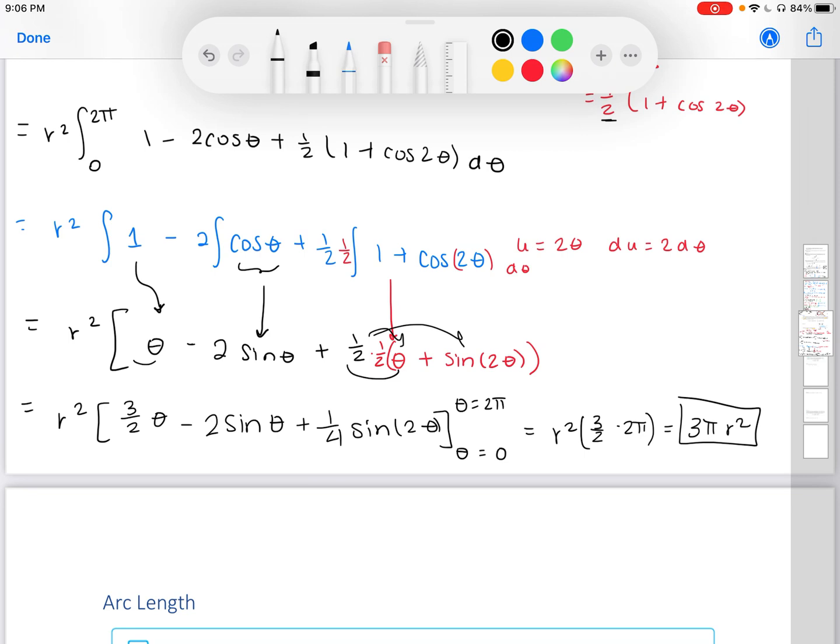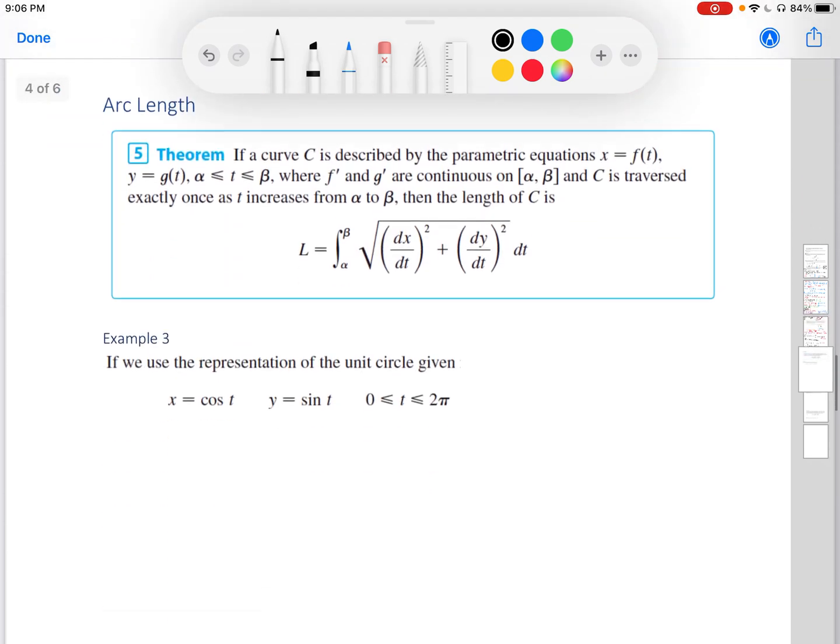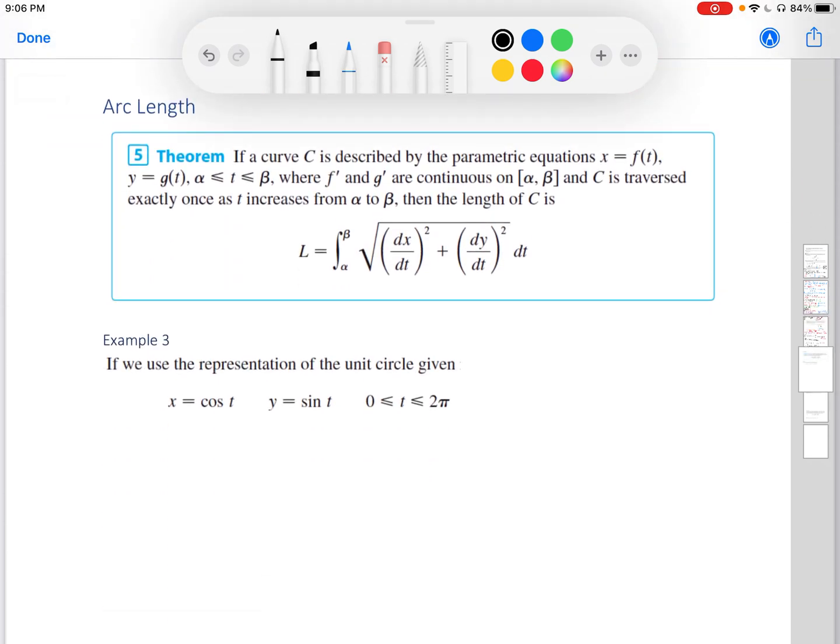Let's move on to arc length. If a curve C is defined by the parametric equations x equals f of t and y equals g of t, where alpha is less than or equal to t, less than or equal to beta, where f prime and g prime are continuous from alpha to beta, then C is traversed exactly once as t increases from alpha to beta, and the arc length of C is... So our arc length is defined from our integral from beta to alpha of the square root of dx dt squared plus dy dt squared dt.